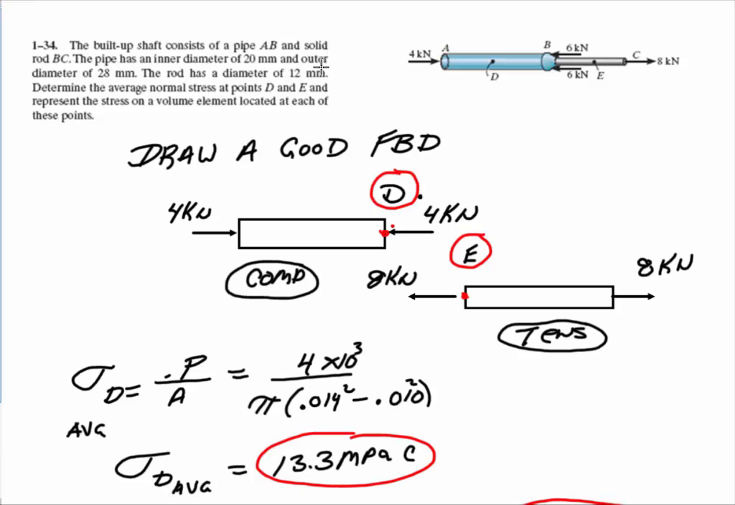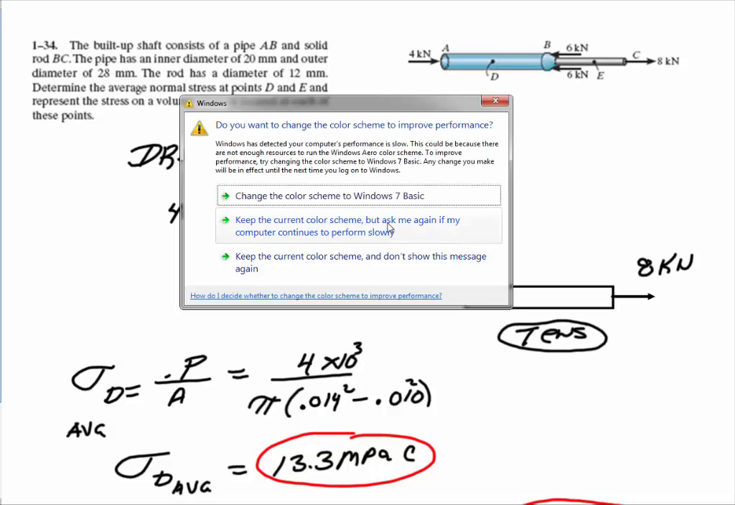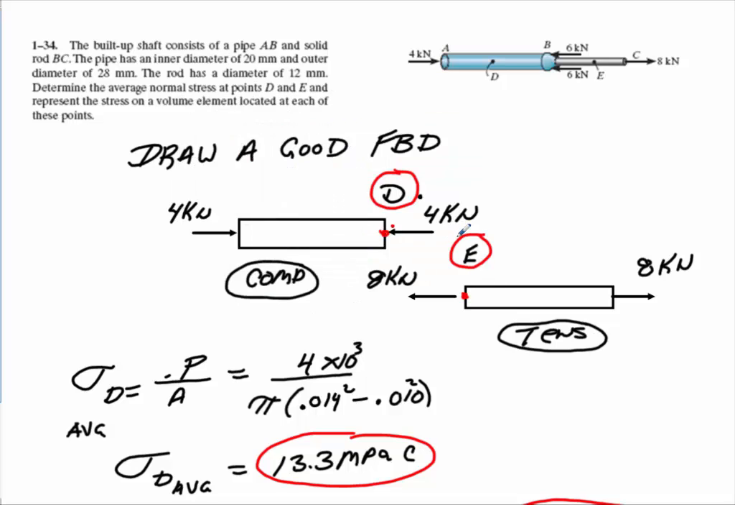Alright, on this one I went ahead and solved the problem. Again, made note to draw the good free body diagram. So if I'm going to solve for D, I'm going to draw it. I got 4 kilonewtons coming in. Oh, I don't show that. I got 4 kilonewtons coming back. So at this point, anywhere along this beam here, between here and here, I'm going to have a load of 4 kilonewtons. It's going to be compression.